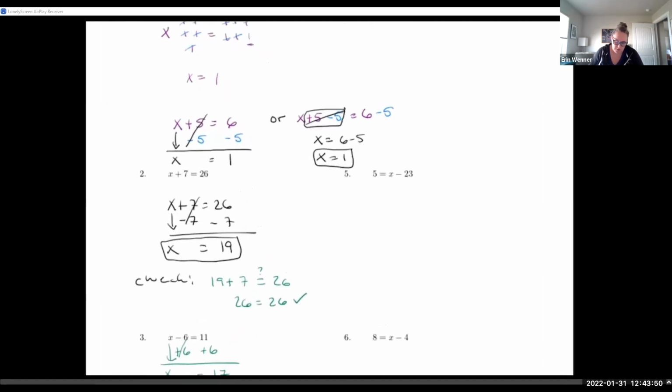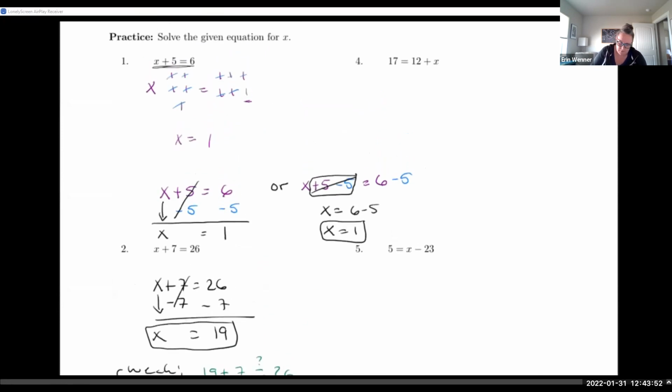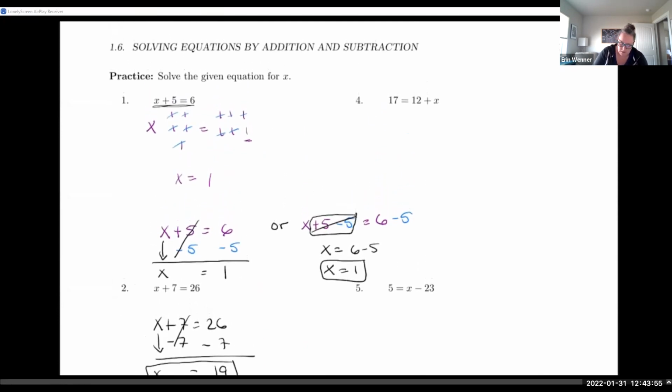Okay, looking at number 4, I have 17 equals 12 plus x. We can also rewrite this as 17 equals x plus 12, because the x is positive, the 12 is positive, so we're adding them together. I think rewriting it is helpful because it can be confusing, based upon what's written on the left, how you want to go about solving this. But because we know the 12 is positive, we're being added on, we need to subtract 12 from both sides, bring our x down, and x is equal to 5.